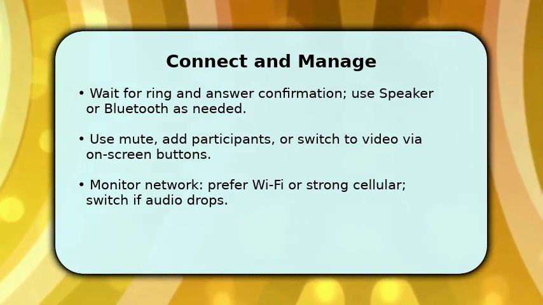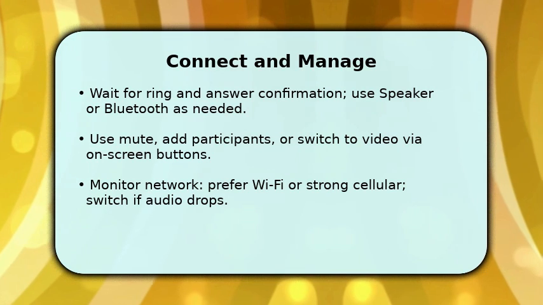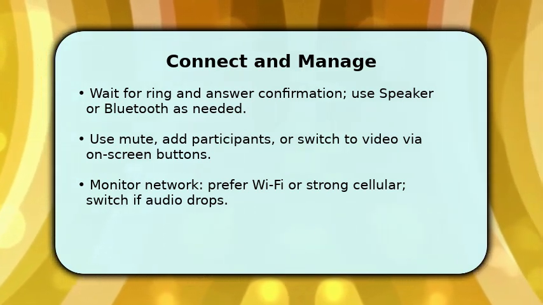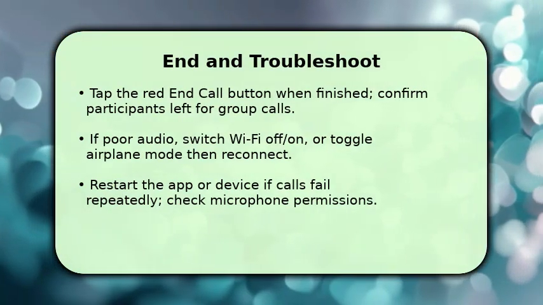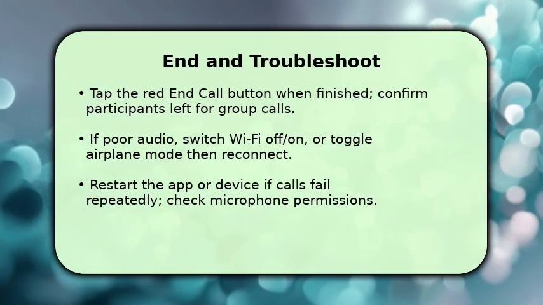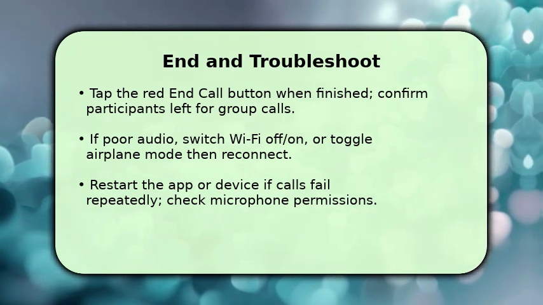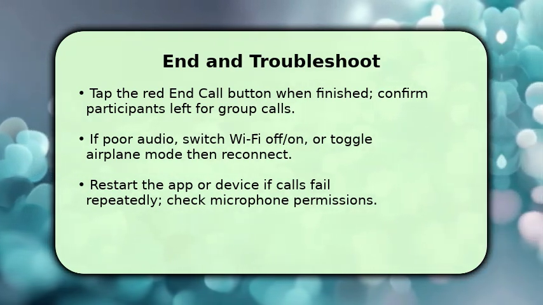Keep an eye on the signal indicator to decide whether to move to a stronger net. When you're done, press the red End Call button to disconnect. In group calls, confirm others left. If audio stutters or one side can't hear, first switch Wi-Fi or move closer to signal. Once done, reconnect the call.